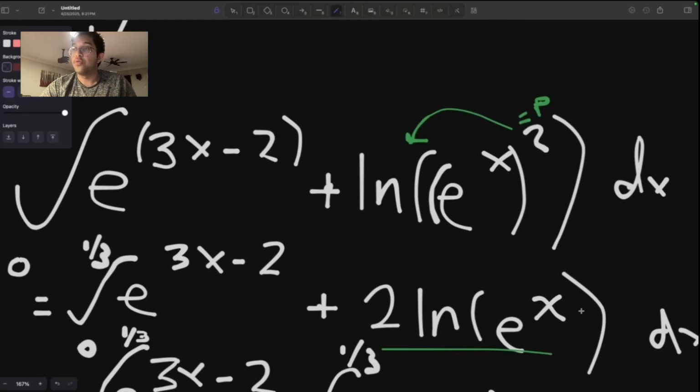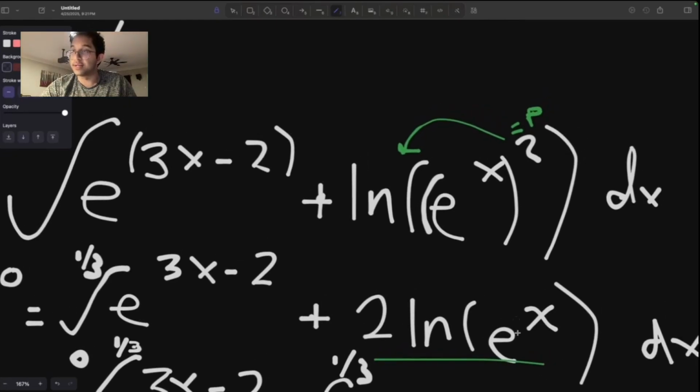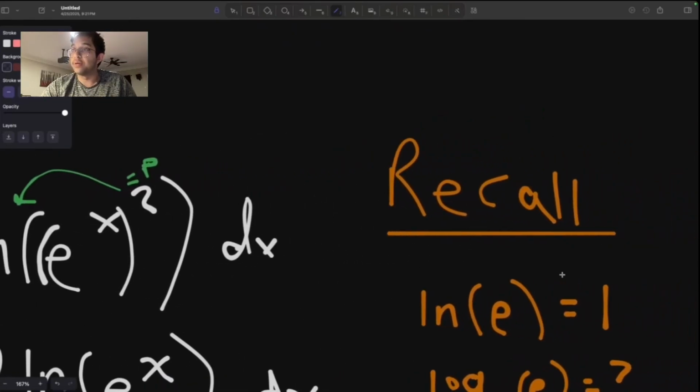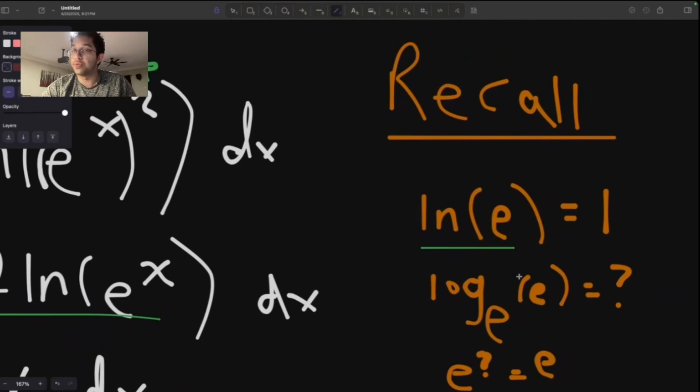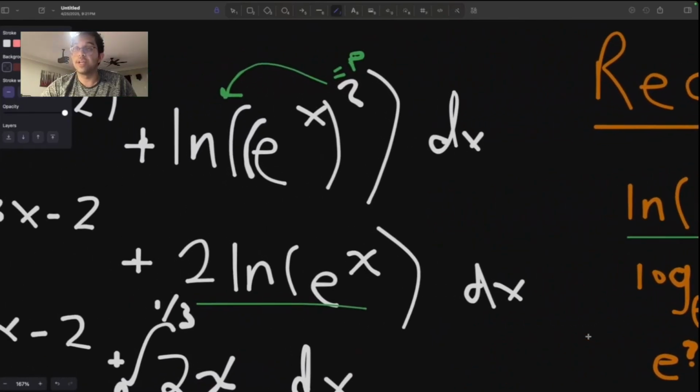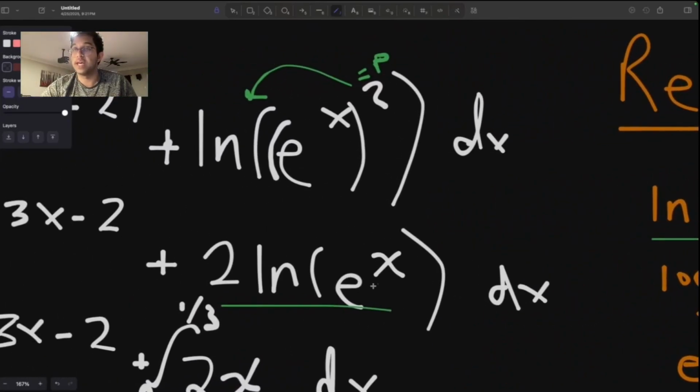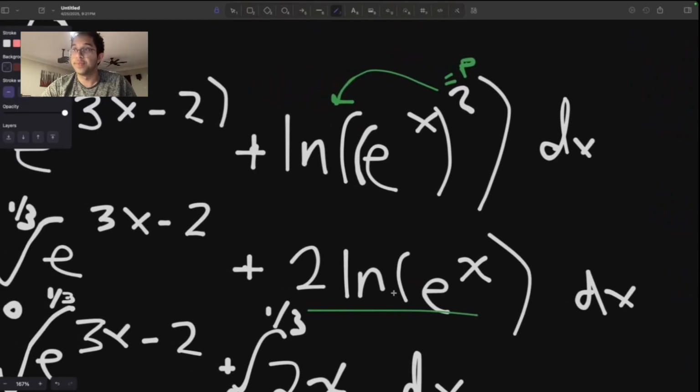Then again, we know ln of e to the x is another property. That is this property right here. ln e is simply 1, because if we do the reverse log rule, we get log e to what equals e. Log e raised to what equals e. And that is simply 1. So this would evaluate to 2 times 1 times x, which is simply 2x.